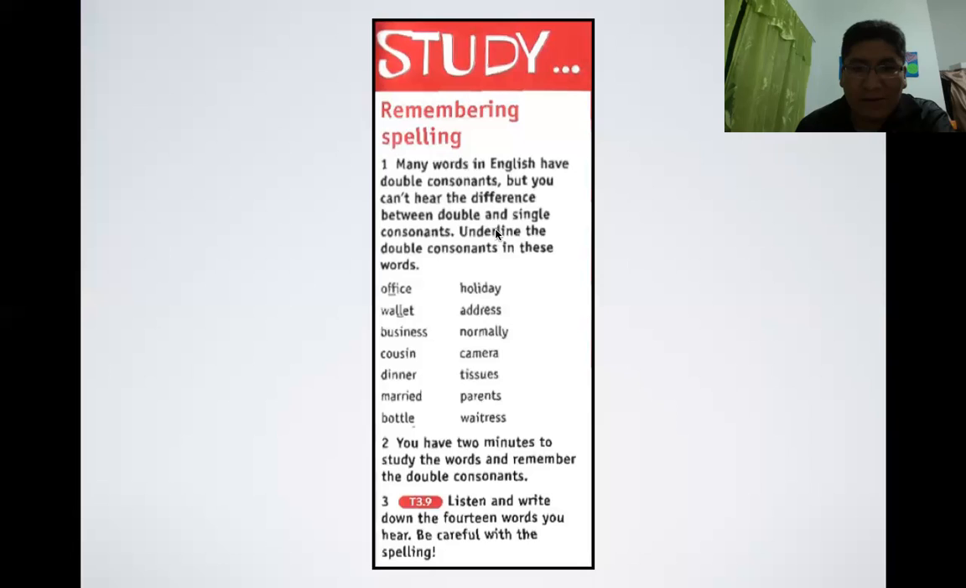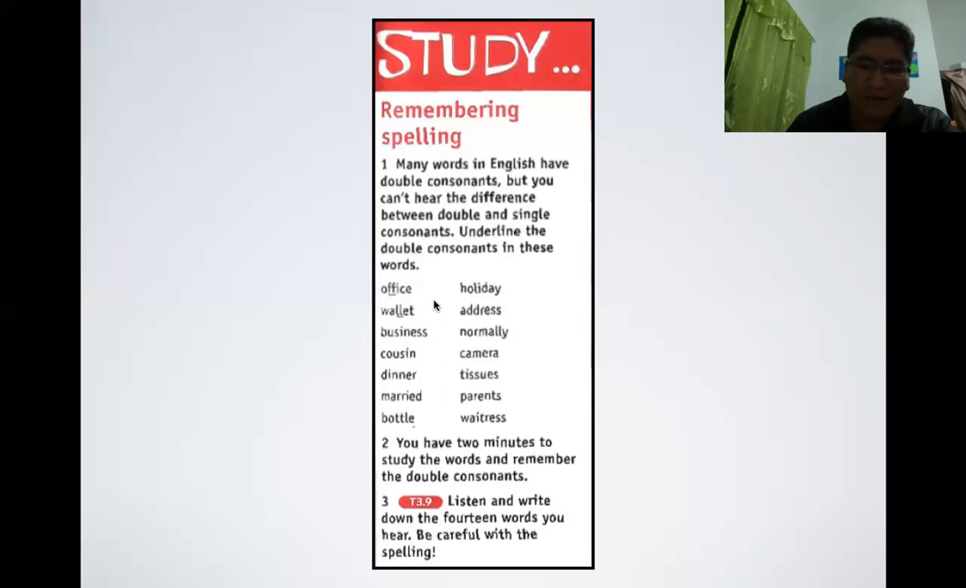Okay, you have to underline first. Underline, office, wallet, business, merit, bottle, holiday, address, double D, double S. Okay, you have to underline all the double consonants. And then you have 2 minutes to remember these words.